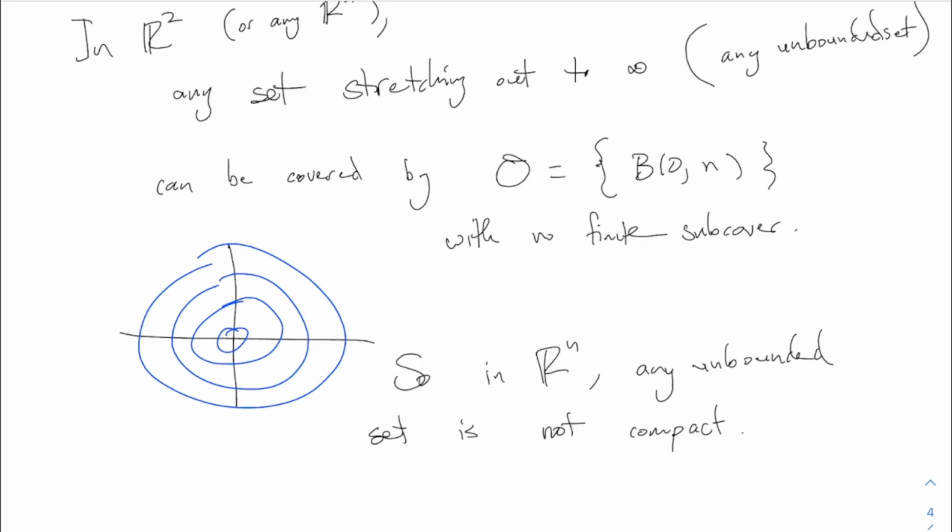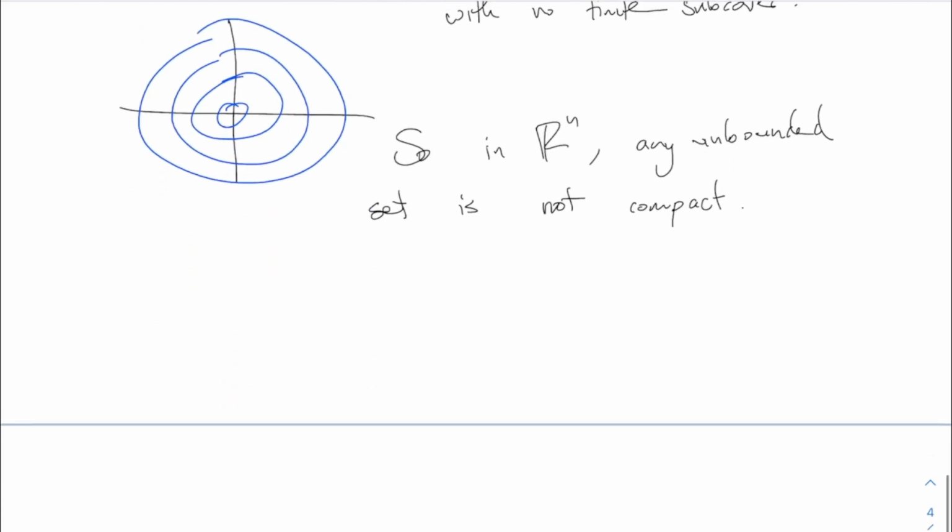And this actually looks nicer if you write the contrapositive of that. So maybe I'll write that as a theorem. In the contrapositive, it says in Rn, compact implies bounded. That's the contrapositive, right? This says unbounded implies not compact. The contrapositive of that is compact implies bounded.